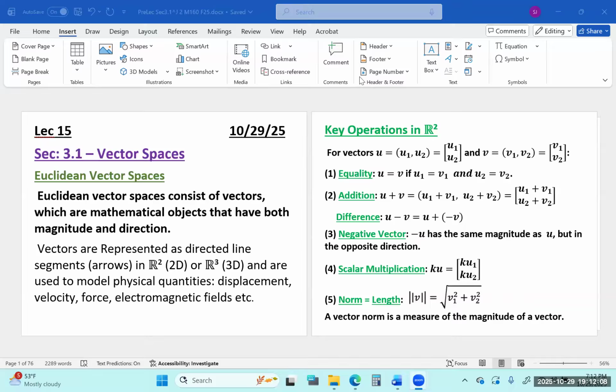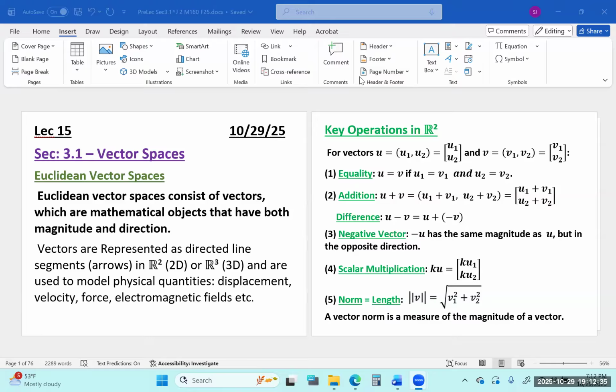And we can add them. So when you add the vectors, you add the components. So X1 plus Y1, X2 plus Y2. We can also subtract them, meaning X1 minus Y1, X2 minus Y2. And minus means it's the same vector, the same length, but we just change its direction from going one direction to the other direction.